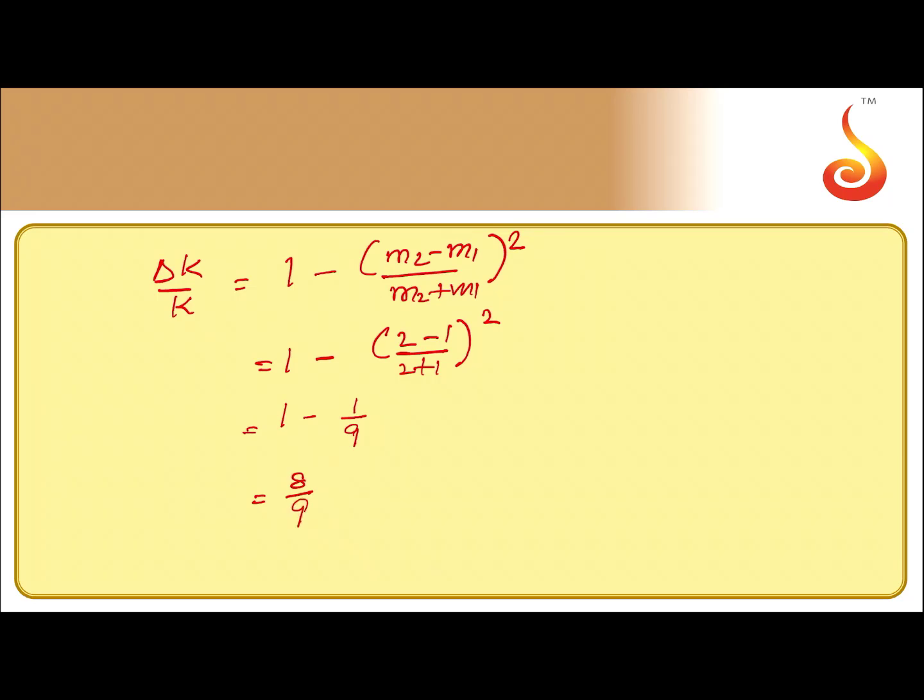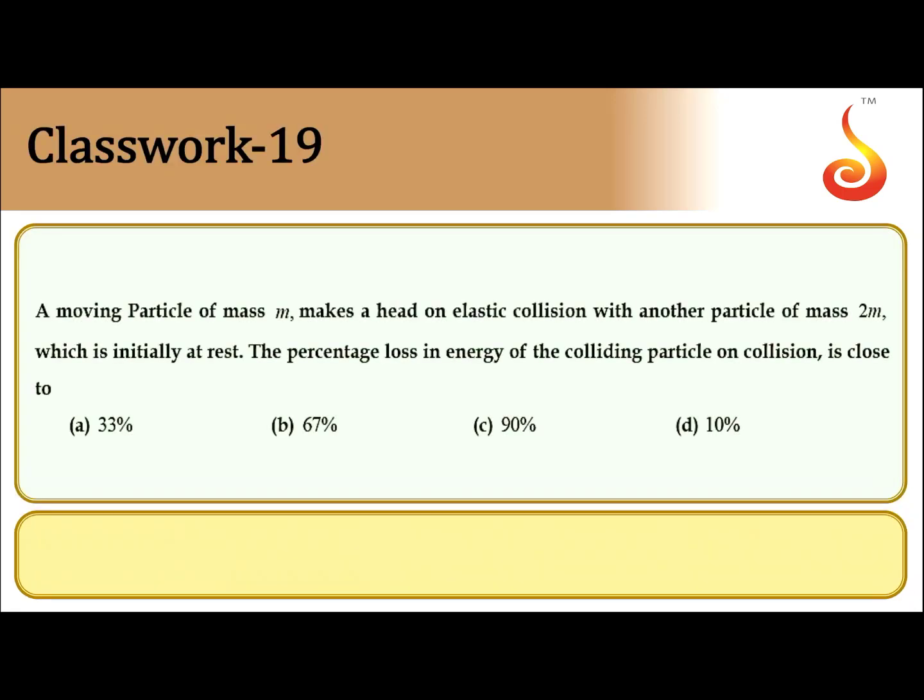And this is fractional change, and therefore percentage change is delta K by K into 100, that is 8 by 9 into 100, right? So 800 divided by 9, which is close to how much? 90%. So 90% is the change in kinetic energy, percentage change in kinetic energy. C is the correct choice.